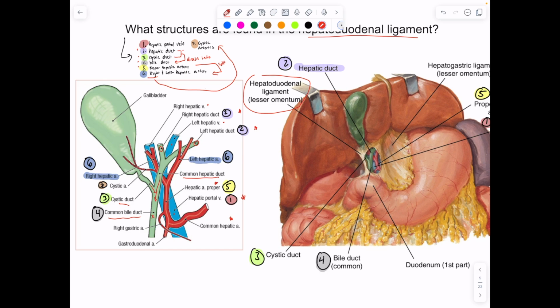Then we have the proper hepatic artery, which we can see right here, coming from the common hepatic artery. The proper hepatic artery is going to split into the left hepatic artery and the right hepatic artery. And then finally, the right hepatic artery, which you can see right here, is going to split and give us the cystic artery, which is going to go to our gallbladder.